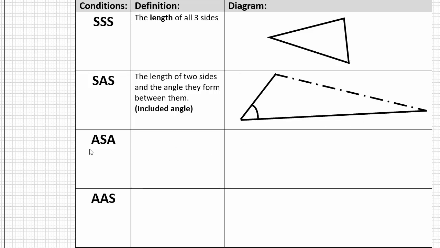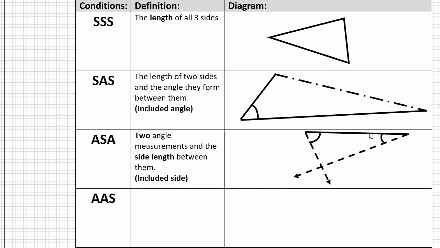The third condition is angle, side, angle. It is defined as 2 angle measurements and the side length between them. So once again, this particular side length could also be described as the included side. So once again, let's take a look at what that would mean. We were being given the angle, the side, and the angle measurements of a triangle. So once again, I've used solid black lines to show the information that we're being given.